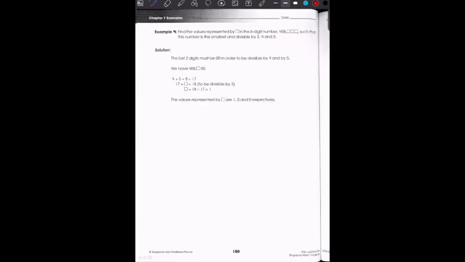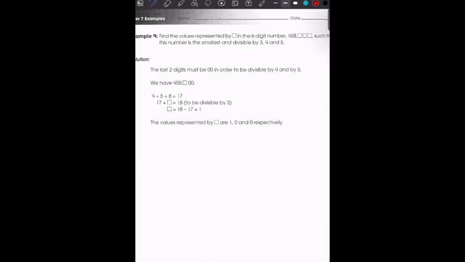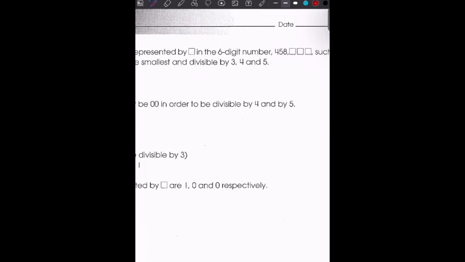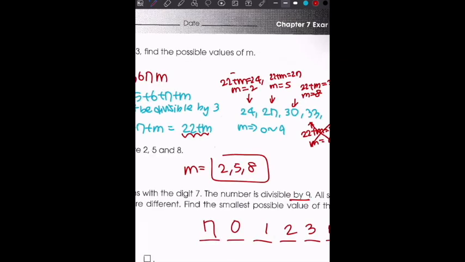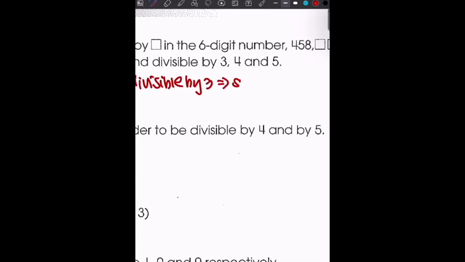Now let's take a look at one more example. And so it says, find the values represented by the missing blanks in the 6-digit number 458,000 blank blank blank, such that the number is the smallest and is divisible by 3, 4, and 5. So divisible by 3 means that the sum of the digits is divisible by 3.